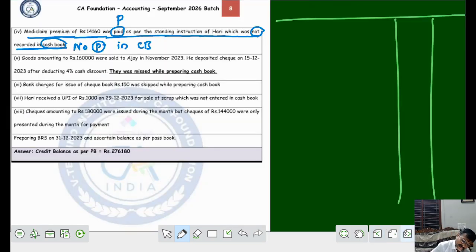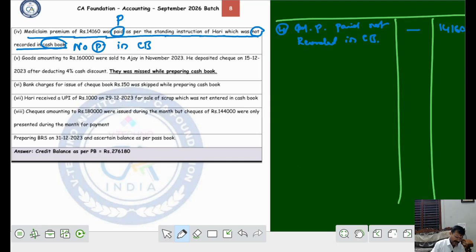That is point number 4. Mediclaim premium, I write it in shortcut, you go for full writing. Mediclaim premium paid not recorded in CB, means no payment in CB, no credit in CB. So, it is to be taken in credit side as rupees 14,160. Fine. Let me move on to the next one.